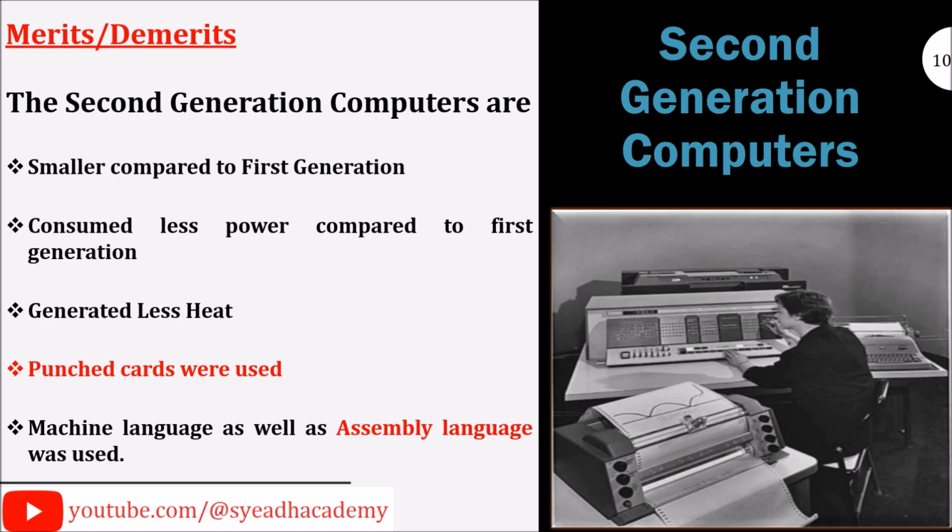Merits and demerits. The second-generation computers are: 1. Smaller compared to first generation. 2. Consumed less power compared to first generation. 3. Generated less heat. 4. Punched cards were used. 5. Machine language as well as assembly language was used.